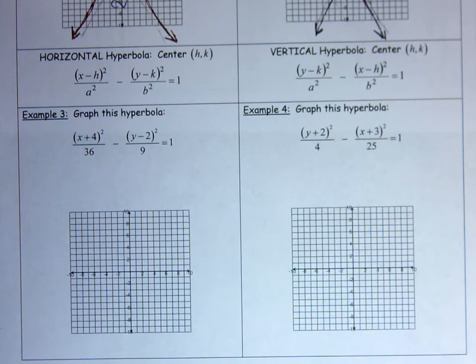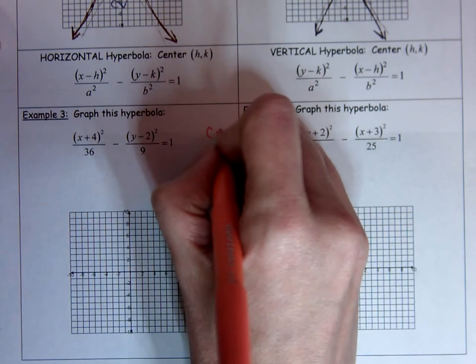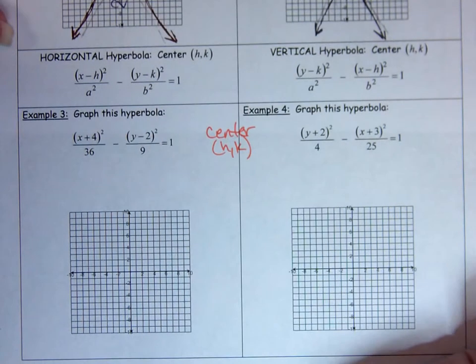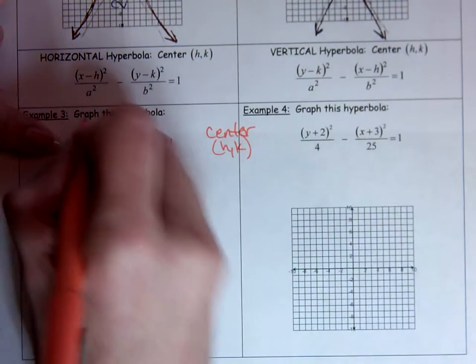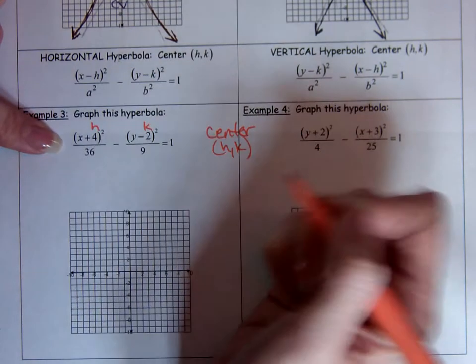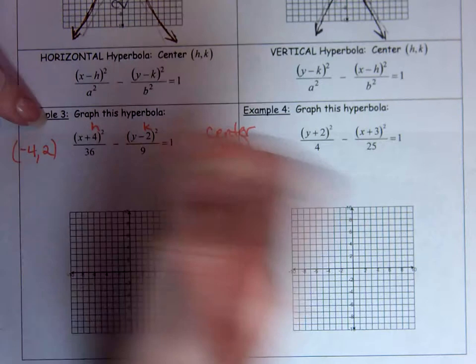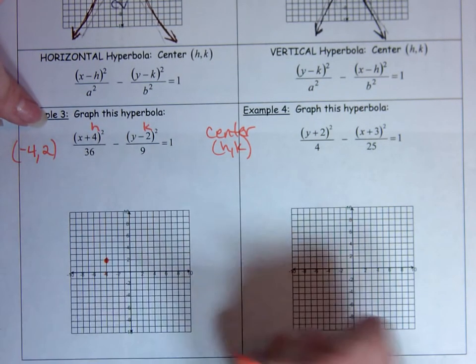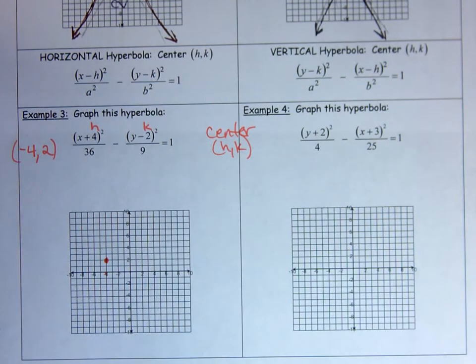So what happens when we move away from the origin? Well, the same thing that happens in any of our other conic sections. Our center is still at (h, k). And so if I look at our first example, example 3, I see that my h value and my k value are going to be -4 and +2. So I can go to (-4, 2). Here's my center. And everything runs exactly the same way from this point on.